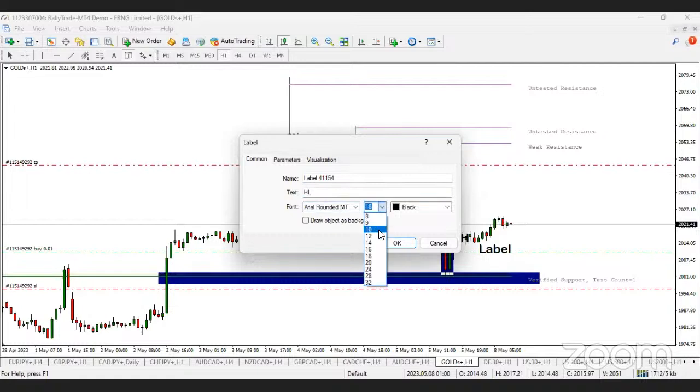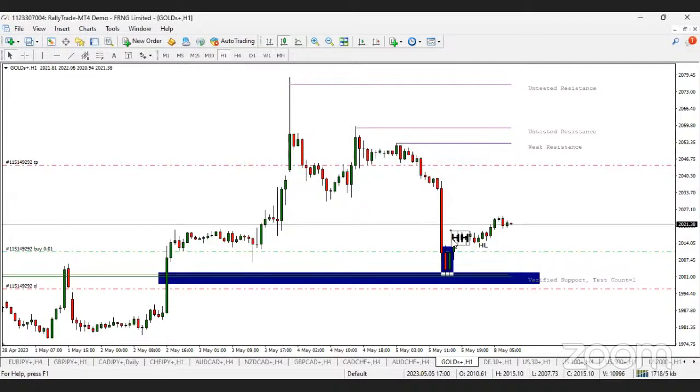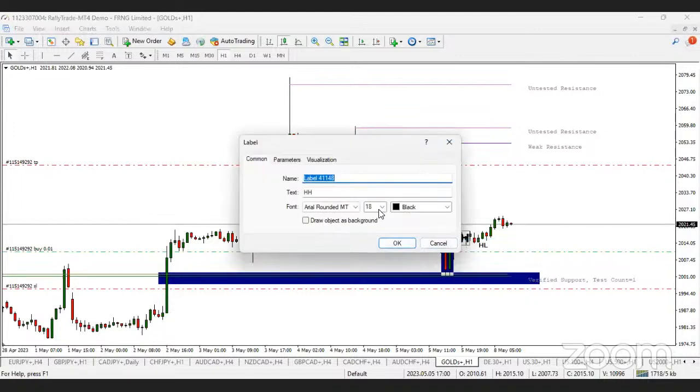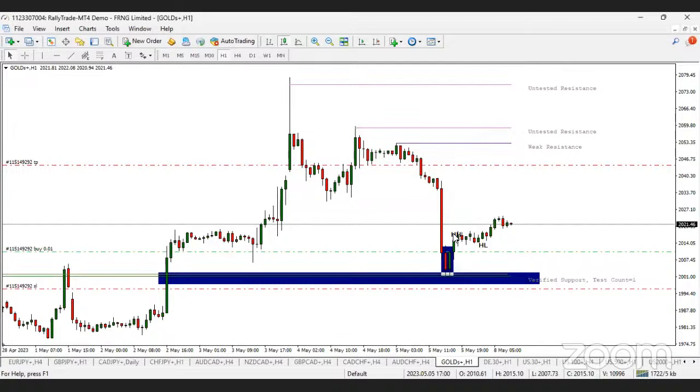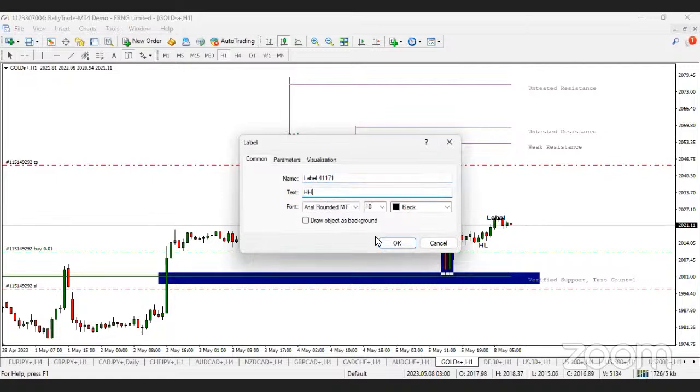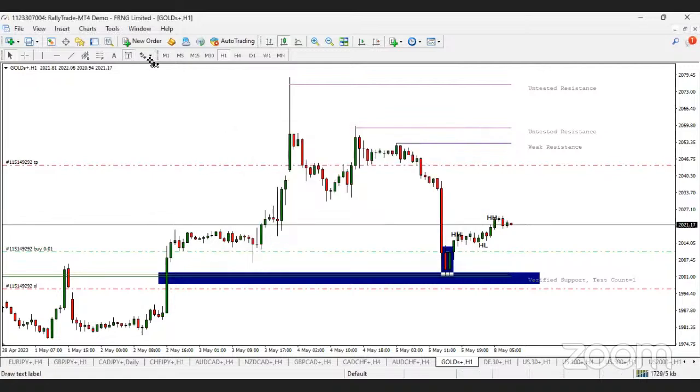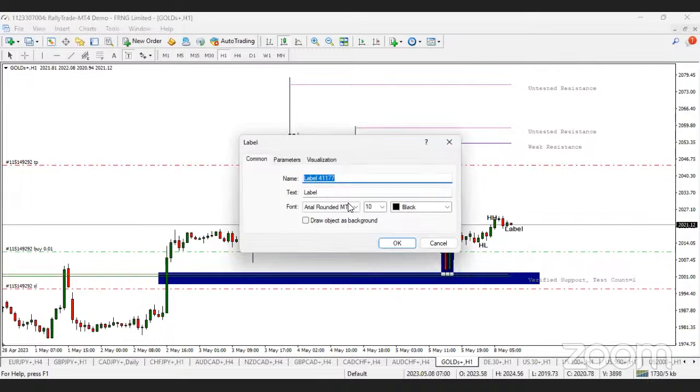Let me reduce this. And this is our higher high. See, higher high, higher low. So next, this higher low has created a new higher high. This is our higher low. This is our higher low.